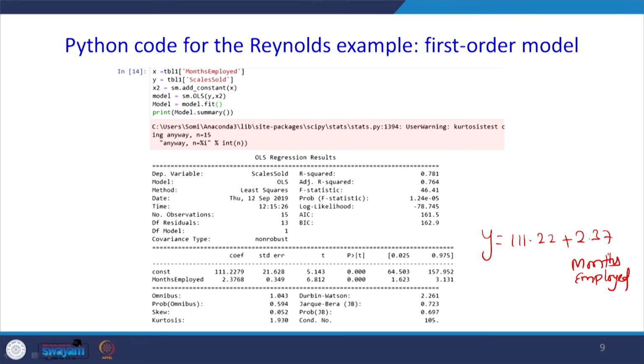We will test the significance of the model. First, we will look at the F statistic and the corresponding P value. Here, the P value is 1.24 times 10 to the power minus something, very low. As a whole model, this model is significant. Then look at the significance of individual variables. Months employed is the independent variable. When I look at the P value, this is also less than 0.05. So, we can say months employed is a significant variable.